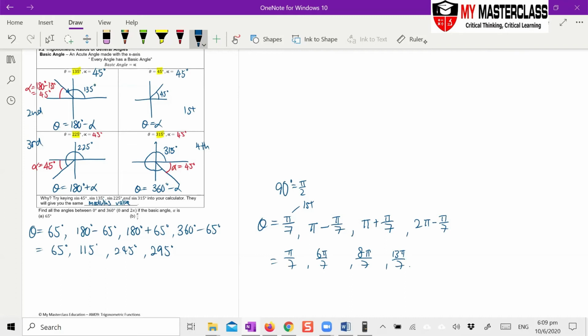Okay, so every basic angle can give you 4 answers. And another thing is, every angle that is bigger than 90 degrees has a basic angle. Every obtuse angle has a basic angle. Any angle that is bigger than obtuse, or even a reflex angle, has a basic acute angle, because the basic angle is always acute.